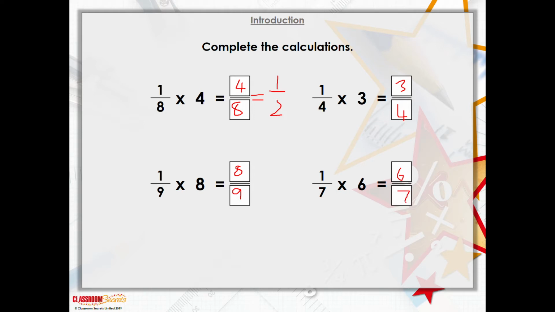So remember, in all the steps, all I've done is I've multiplied my numerator by my whole number. At each point, I have not changed my denominator. It has stayed as eighths, quarters, ninths, or sevenths. And in one case, I can actually use one number to divide both numbers to make a simplified version of the original fraction. Let's have a look at our next slide.